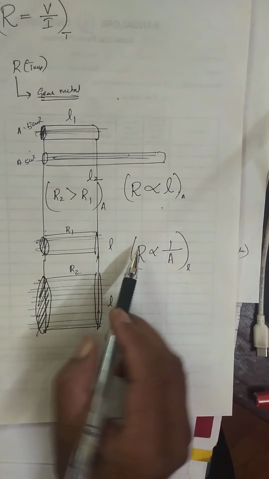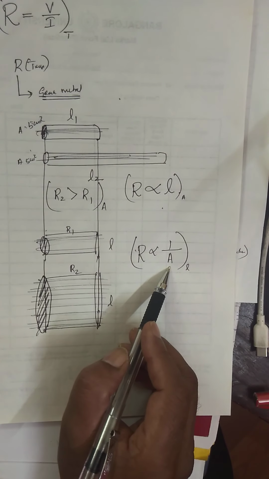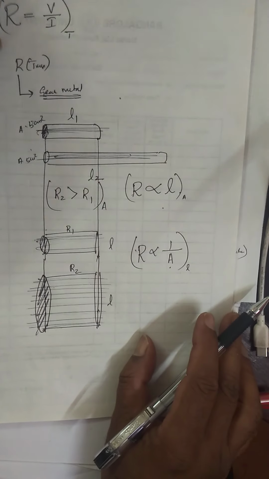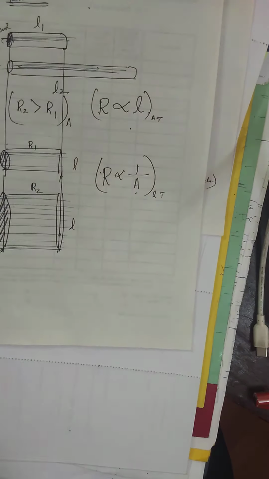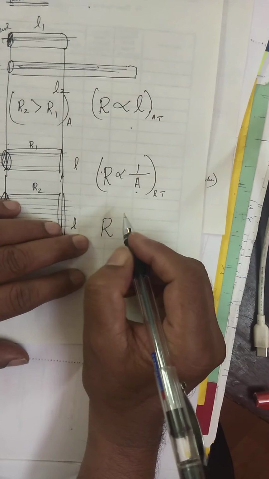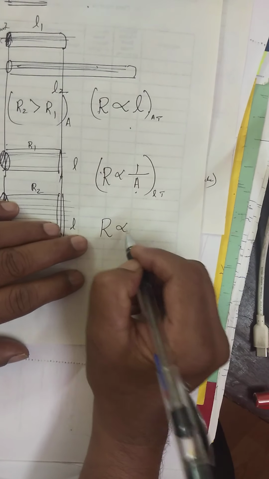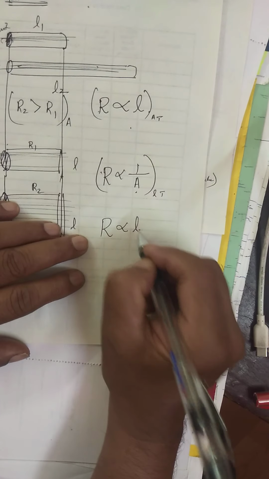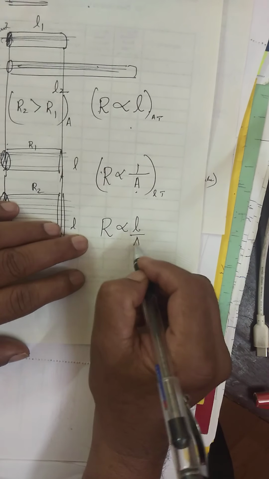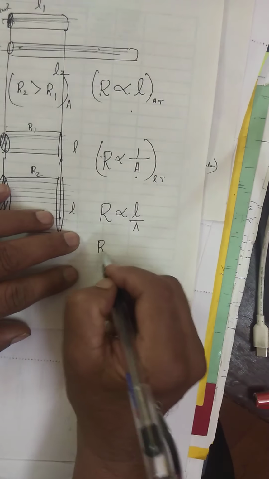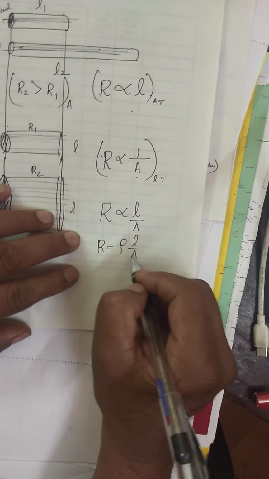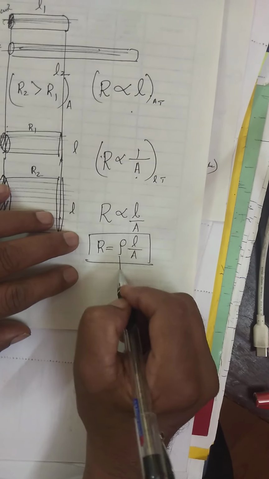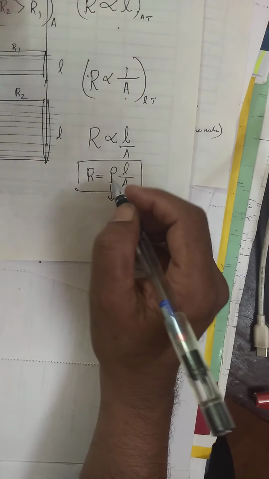Therefore, combining these, resistance is inversely proportional to the area and directly proportional to the length. These are all at constant temperature only. Therefore, resistance of a conductor is directly proportional to length of the conductor and inversely proportional to area of cross section, and equating it, you'll get a constant times L by A. What is this constant?